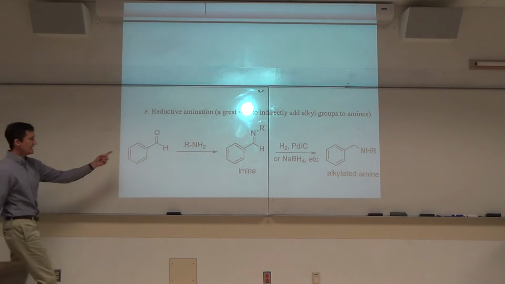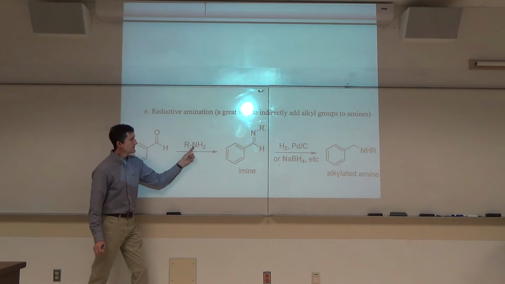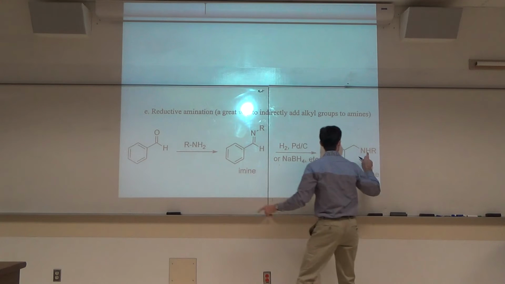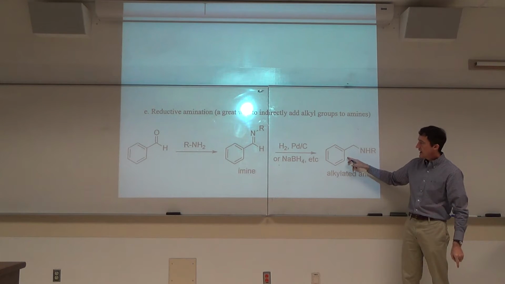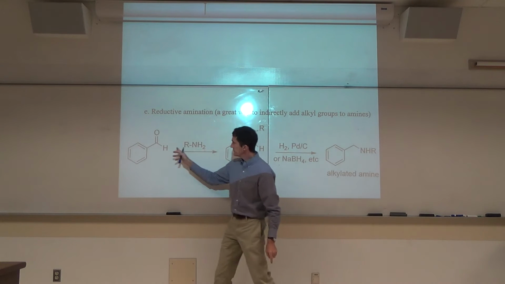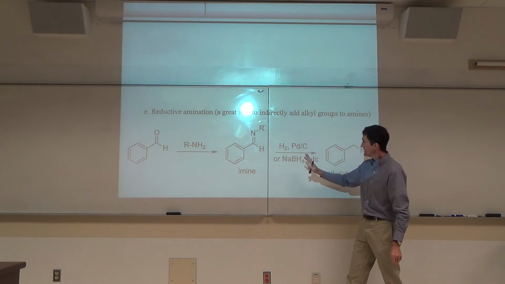Now I put the aldehyde as the key thing here, but if we focus in on the amine as the key thing, and then look at this amine, we've added the alkyl group to it, a benzyl in this case. How did we do that? The benzyl basically came in as a carbonyl, we made the imine, and then we reduced it.